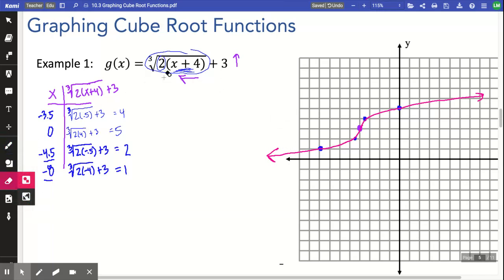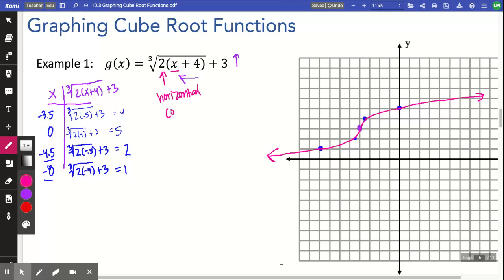Technically, for describing the transformations here, this is a horizontal shift 4 units left, a vertical shift 3 units up, and this 2 here is inside with the x, so it affects horizontal, and it's a value of 2, so this is going to be a compression by a factor of 1/2. Again, that b value is backwards.